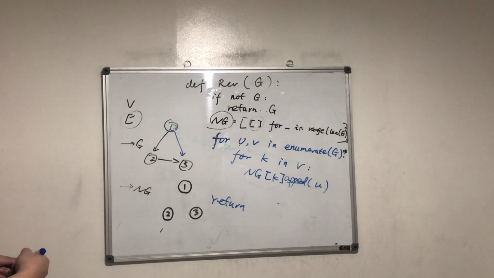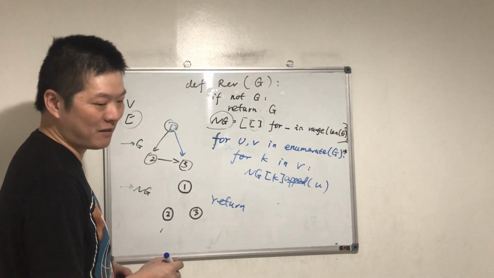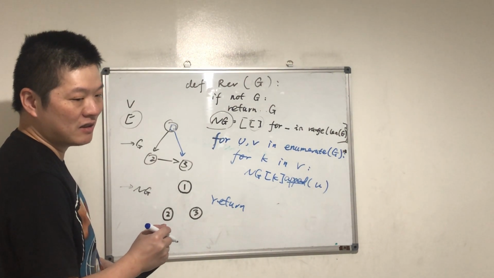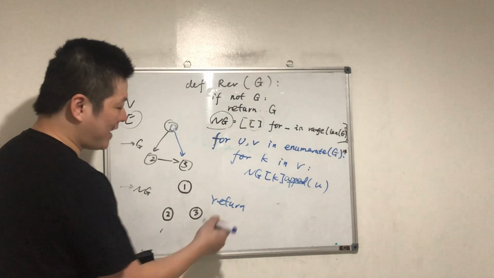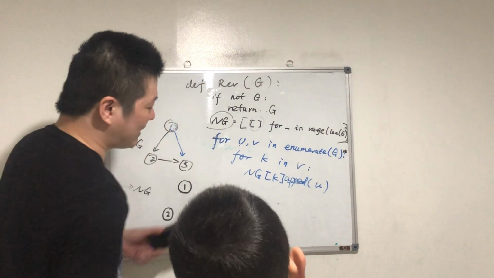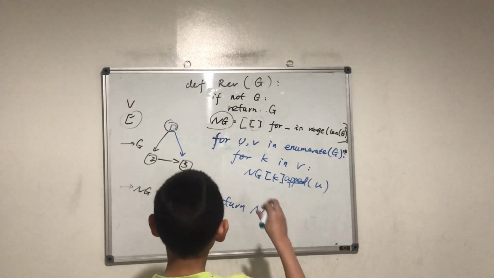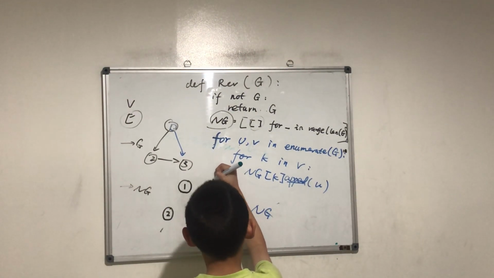Return what? There's no answer here. What are we doing here? Which is the reverse graph? Return reverse graph. Where's the reverse graph? I'm telling you. Which? NG? Yeah, NG is the reverse graph. Does it make sense, Eric?